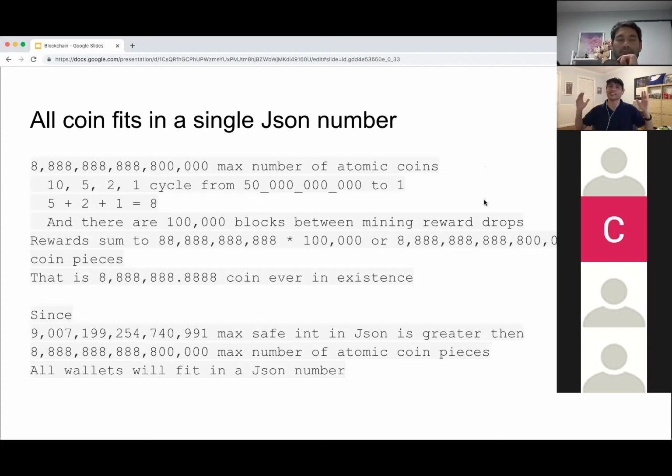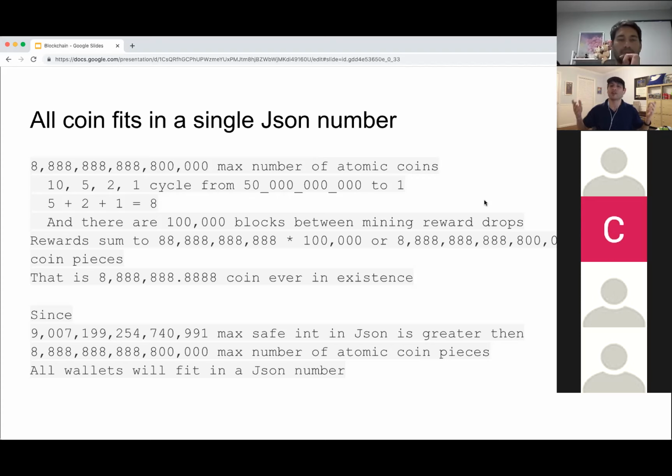So how much coin is the actual max in our system? Well, 5 + 2 + 1 is 8, where in this cycle there's going to be 10, and then 5, and then 2, and then 1 in each of the sections of our thing. So in every digit, there's going to be essentially 8 of that magnitude prize that are given away. And we give away at each level 100,000 times. So we now get to the amount of atomic coin that we've given out: 8.888888 million billion atomic units of coin, or about 8.8 million coin.